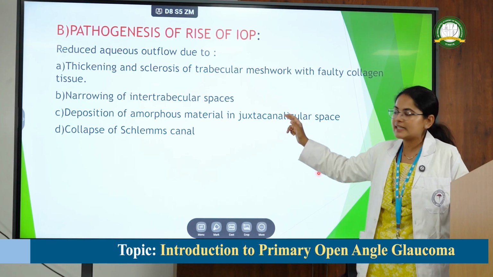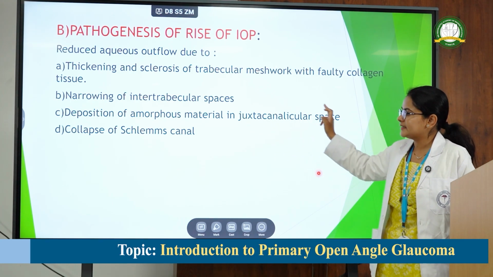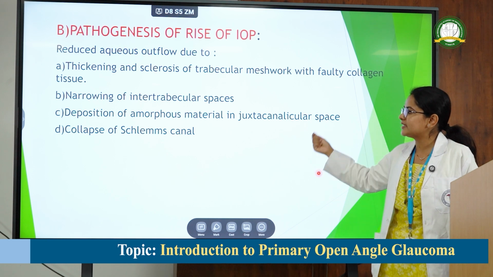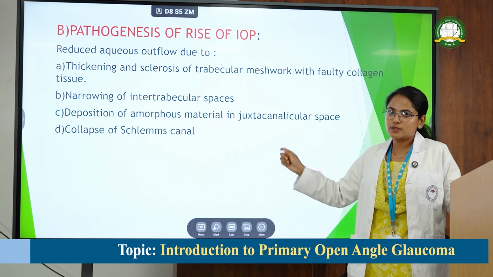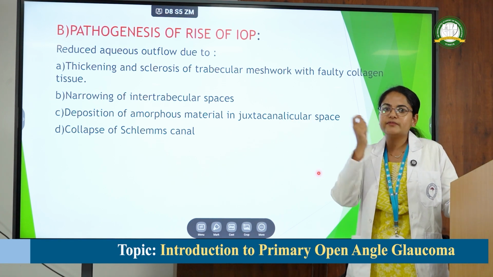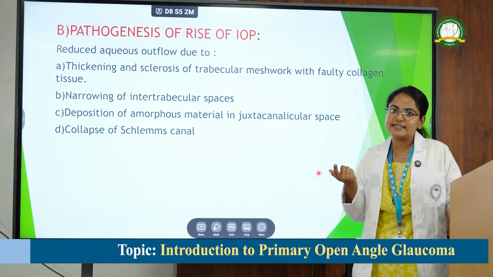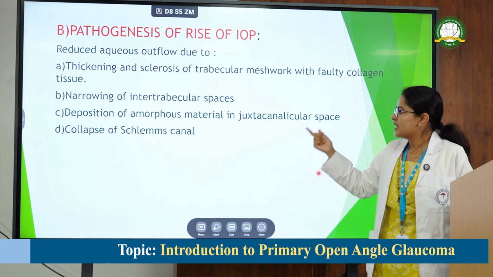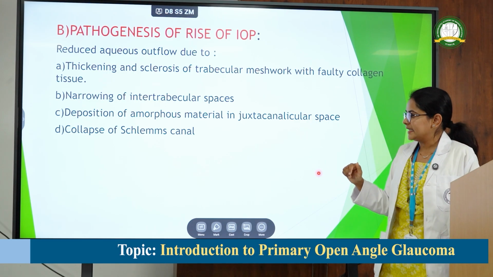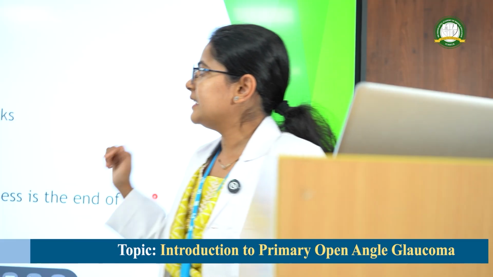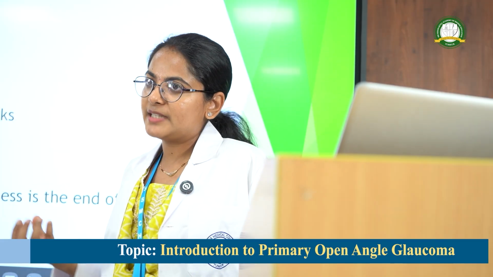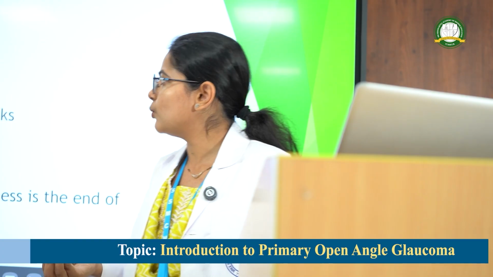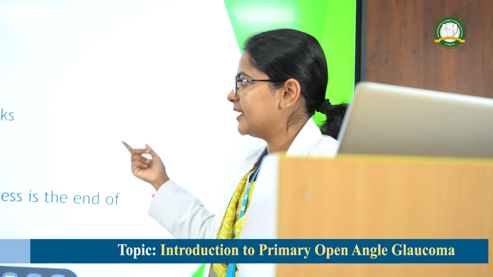As we discussed earlier, this is the narrowest space in the trabecular meshwork. It will get deposited by amorphous material. So, the trabecular meshwork will become narrow and it will cause greater resistance to the aqueous outflow and collapse of Schlemm's canal. Clinical features.